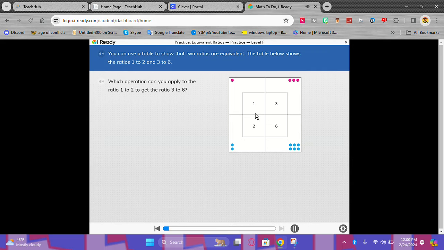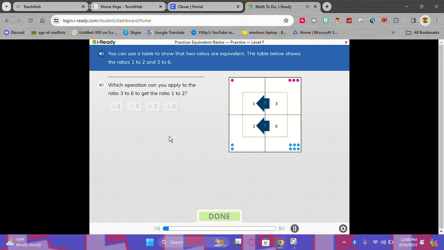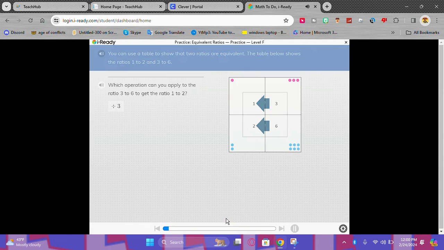First, let's look at the relationship between the ratios. Which operation can you apply to the ratio 1 to 2? You can multiply each quantity in a ratio by the same number to create an equivalent ratio. Which operation can you apply to the ratio 3 to 6 to get the ratio 1 to 2? You can also divide each quantity in a ratio by the same number to create an equivalent ratio.